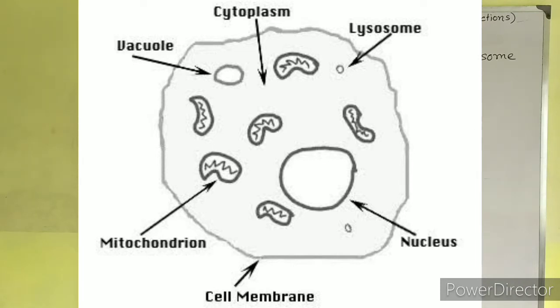It allows only certain selected substances to enter or leave the cell. So it is also called a selectively permeable membrane. The cell membrane separates cells from one another and also from the surrounding medium.